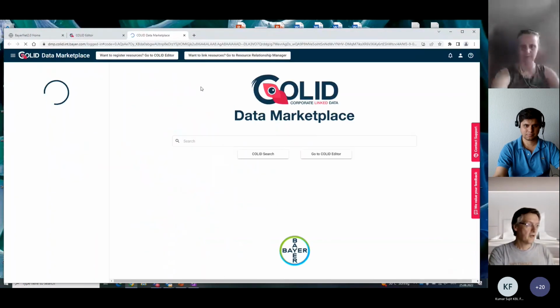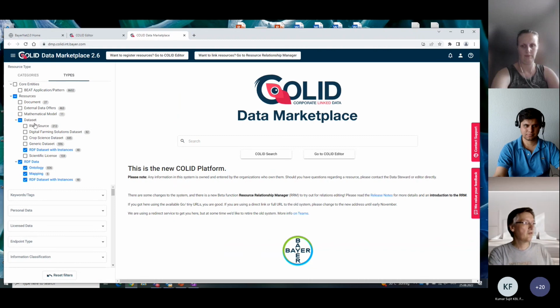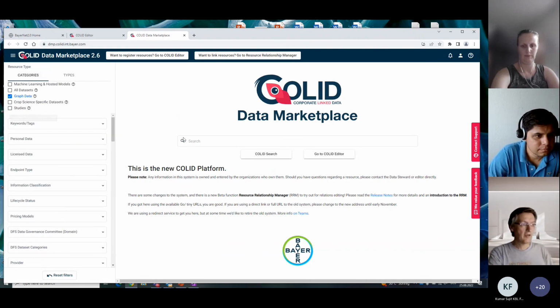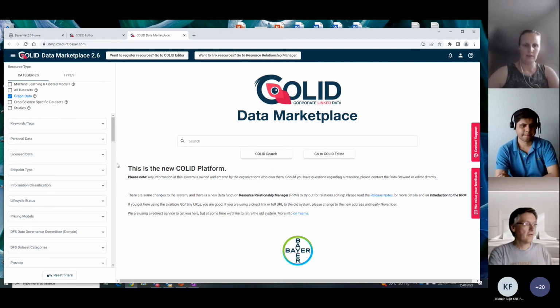And so this is our data marketplace. This is the production system, and I have to be careful because this is recorded and you never know. So I will restrict my search to graph data. We have categories, but you can also see there's way more data types in here. You could search on anything. You don't have to restrict it. And here you have more filters on things.